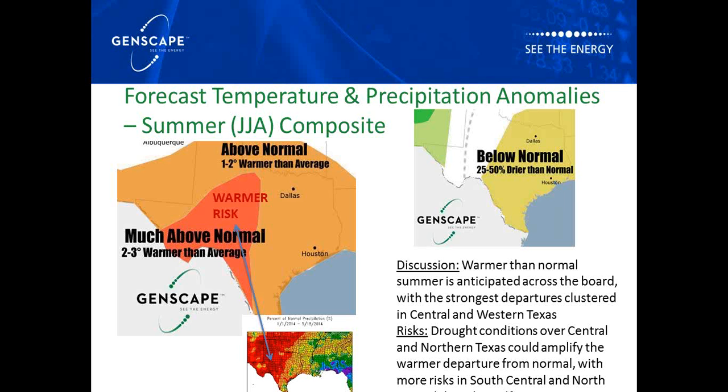Now I'm going to talk about what we're forecasting for temperature anomalies for ERCOT this summer. We're anticipating a warmer than normal summer, particularly in the western and central regions. For the main load zones of Houston and Dallas, we're expecting more seasonal temps and precipitation. Based on the drought map from the first 5 months of this year, you can see that the west still has significant drought conditions. And for this summer, that's what we're expecting and where the warmer risks are likely to exist.